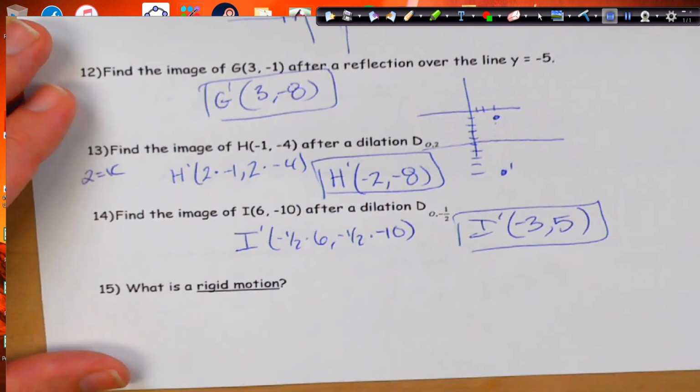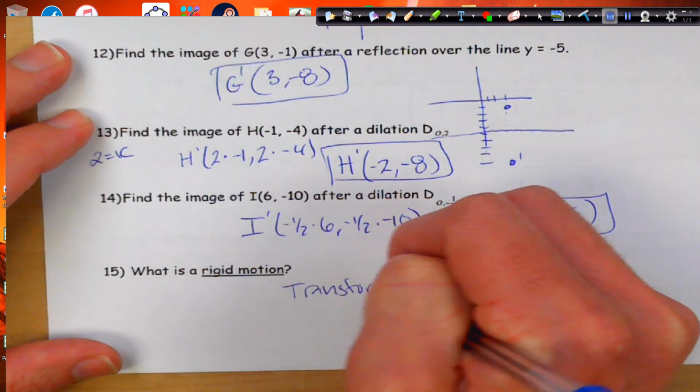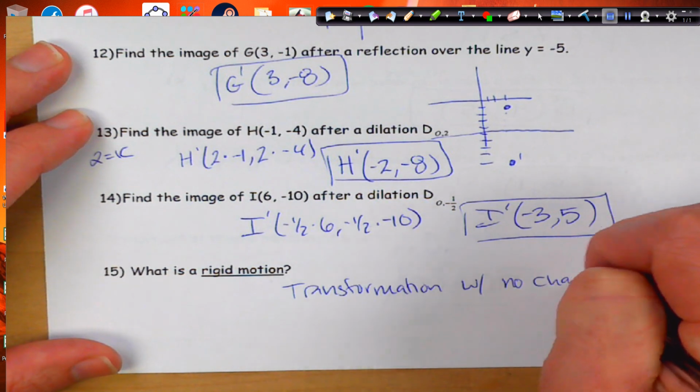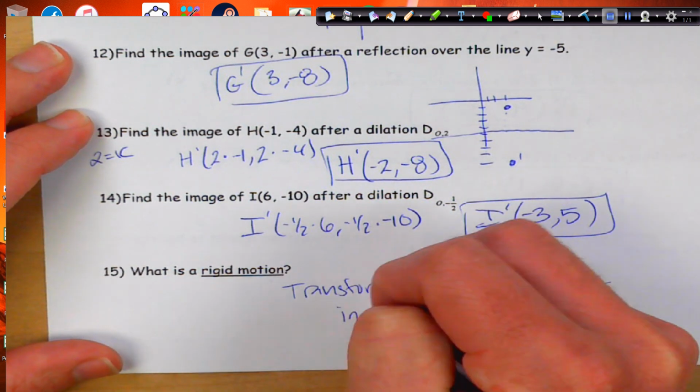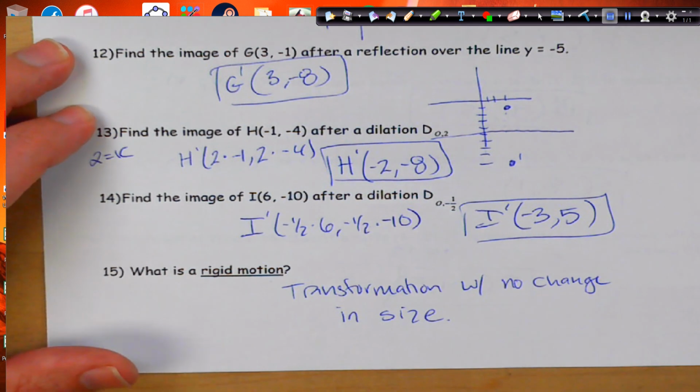And then rigid motion is a transformation with no change in size. Okay, so basically every type except our last one, which is dilation.